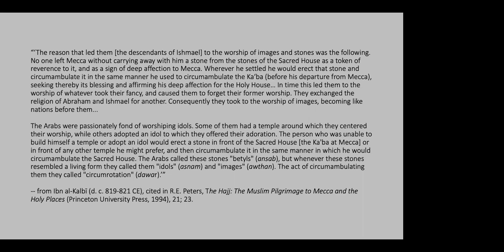I'll just read a few sentences. He says, the reason that led them, the descendants of Ishmael, to the worship of images and stones was the following. No one left Mecca without carrying with him a stone from the stones of the sacred house, that is the Kaaba, as a token of reverence to it, and as a sign of deep affection to Mecca. Wherever he settled, he would erect the stone and circumambulate it in the same manner he used to circumambulate the Kaaba before his departure from Mecca, seeking thereby its blessing and affirming his deep affection for the holy house.